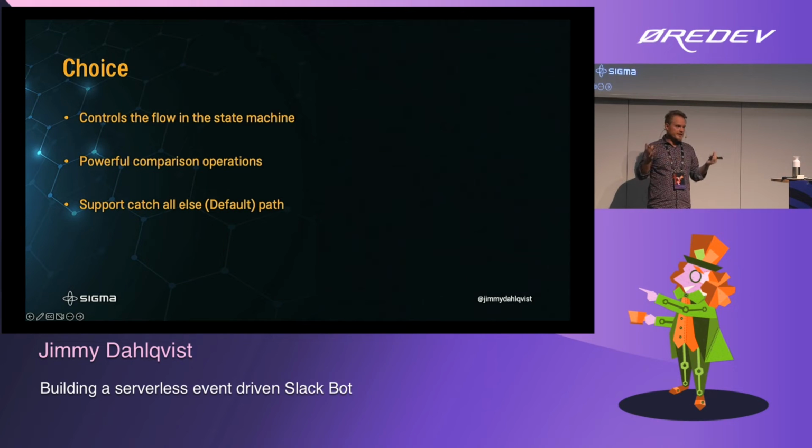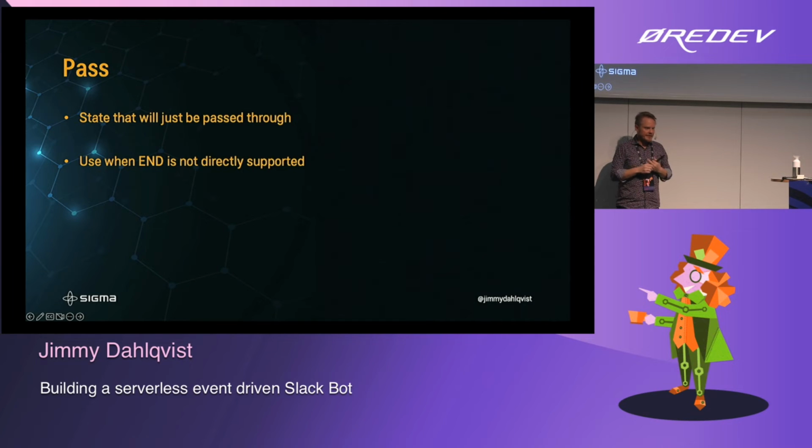A choice state we have, that's a possibility for us to control a flow. So if we want to do ifs and if-else and things like that in our step function, we can do that without writing any code. We have choice state and we do the different path and we do different things. It has a catch-all, meaning a default path, so basically an else. So it always falls back to that.